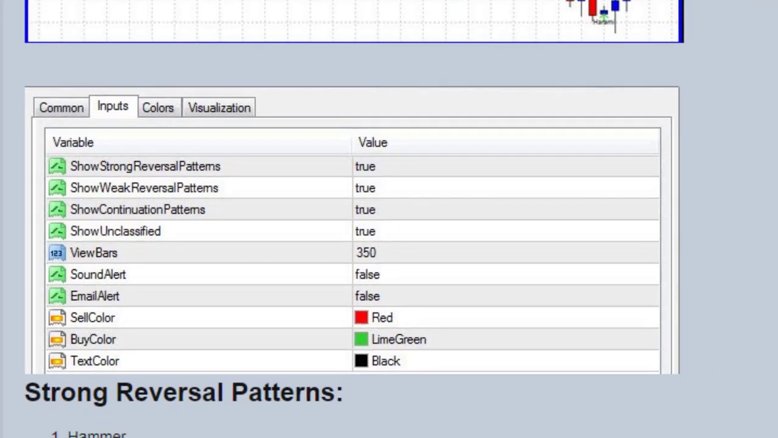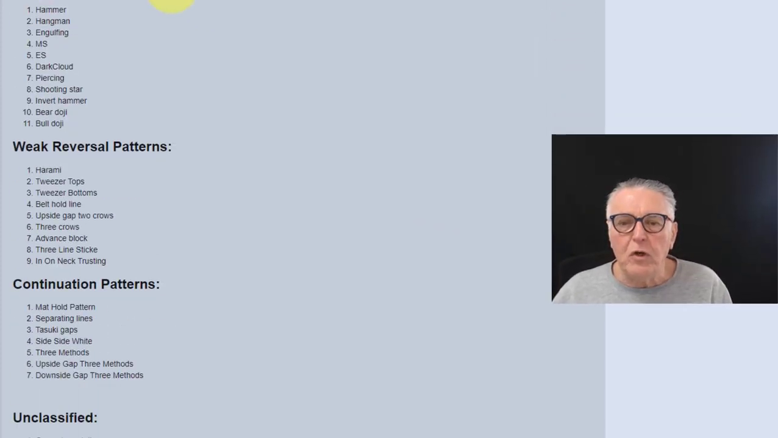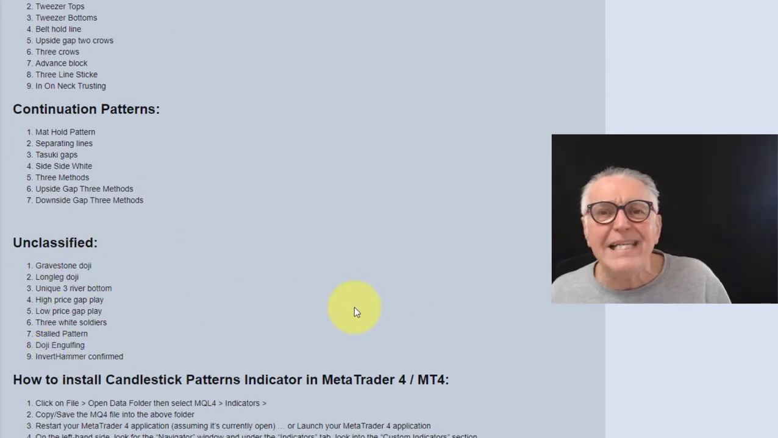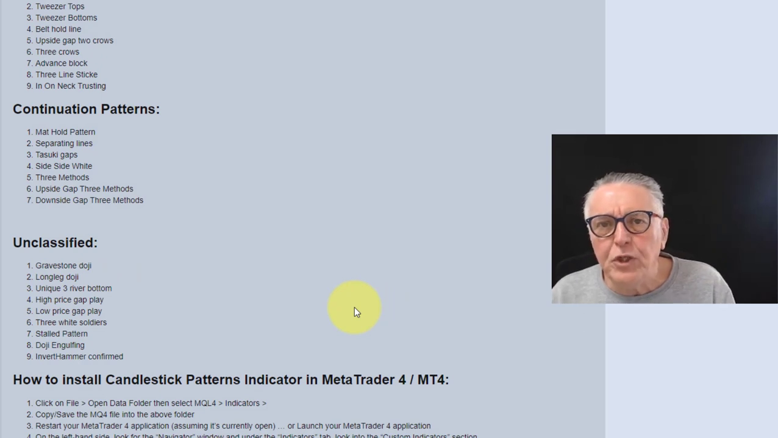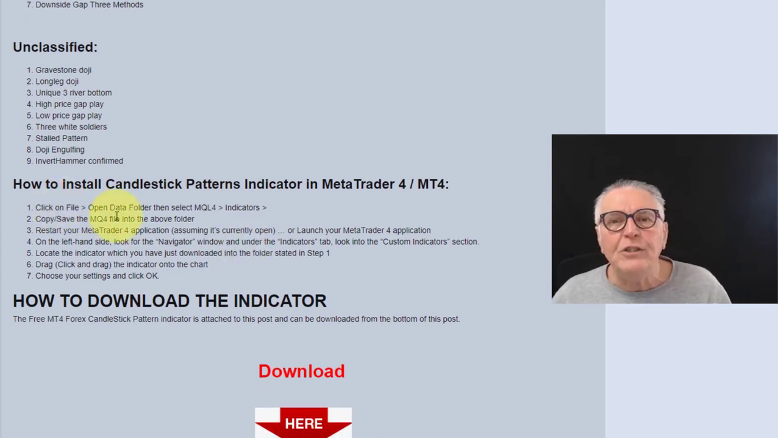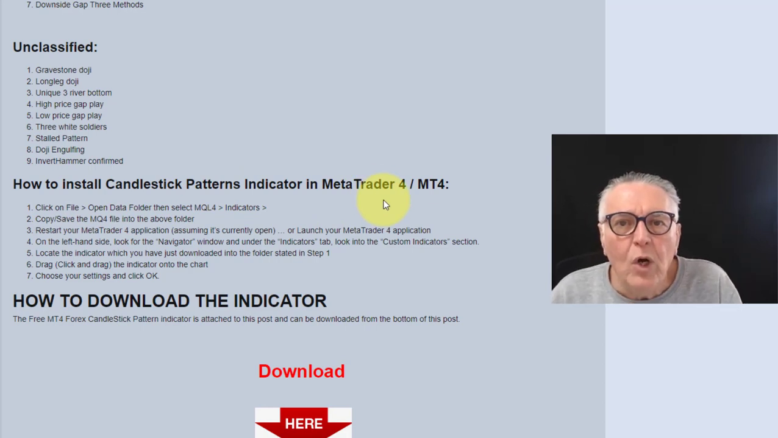And here are the signals. There's the list of strong reversal ones, weak reversal ones, then continuation patterns there, and unclassified. So there are 36 candle formations that you can find using this very powerful tool. And furthermore, there are instructions provided on how to install this indicator into your MT4 platform. Unfortunately, this indicator only runs on MT4.